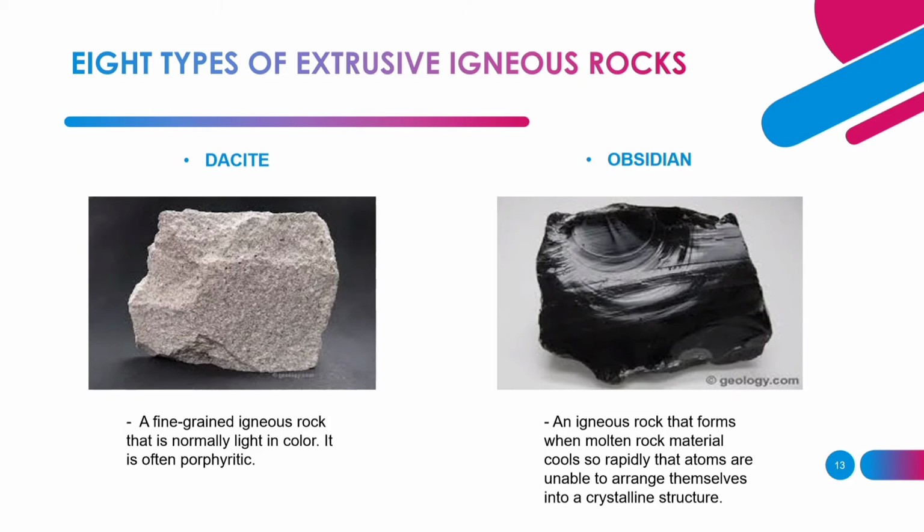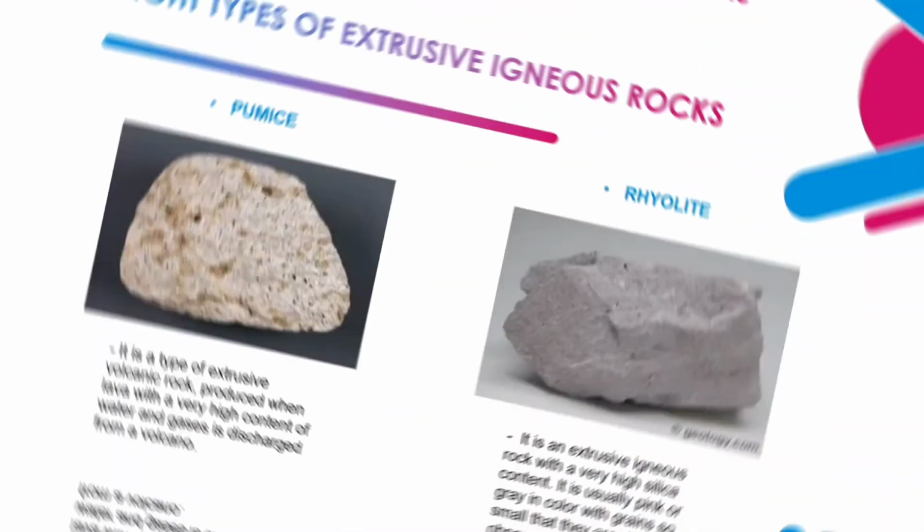atoms are unable to arrange themselves into a crystalline structure. It is an amorphous material known as a mineraloid. The result is a volcanic glass with a smooth, uniform texture that breaks with a conchoidal fracture.